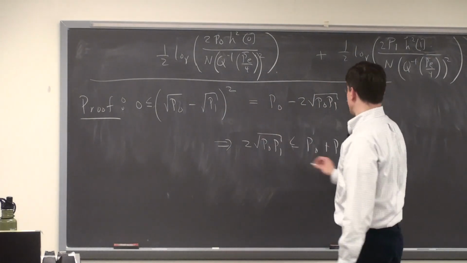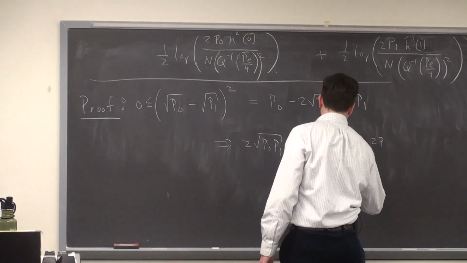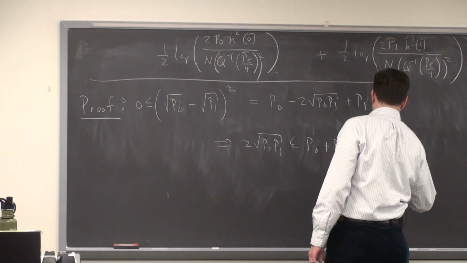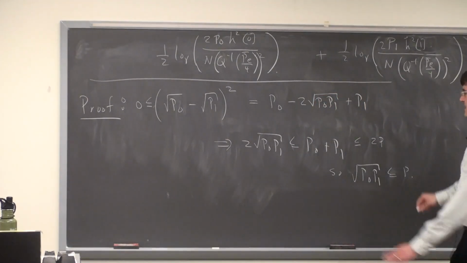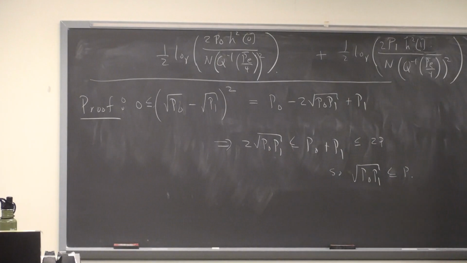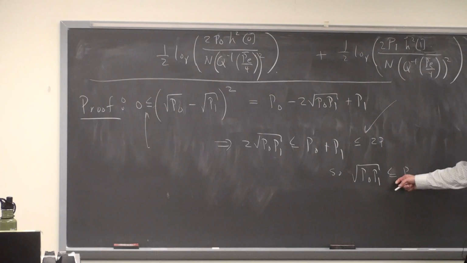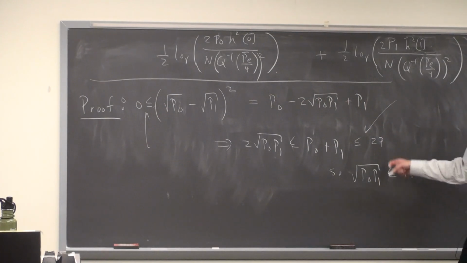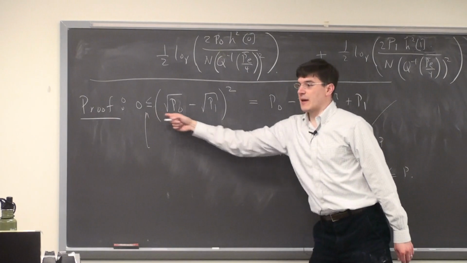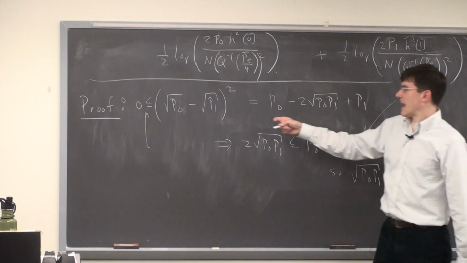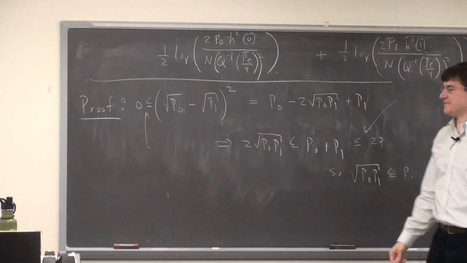P0 plus P1 is upper bounded by 2P. So square root P0 P1 has to be upper bounded by just P, right? Cancel the 2's. Okay, and you'll get equality if and only if you have equality in both of the two inequalities that led to this one. So that happens if and only if P0 plus P1 equals 2P, and they're equal. So they've got to both be P.